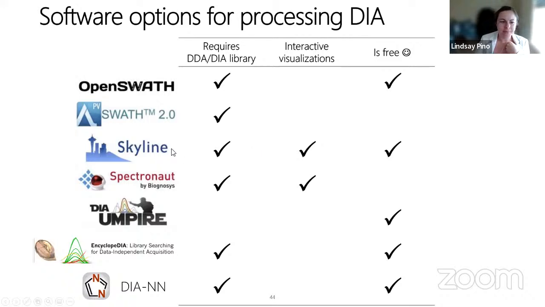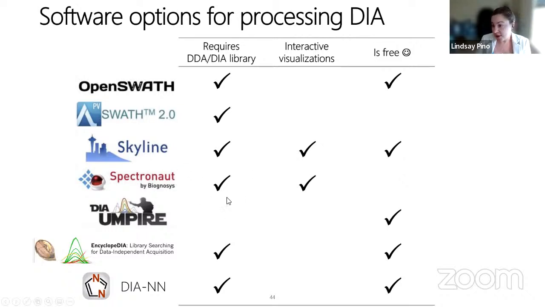Skyline, which you're going to be doing tomorrow and Wednesday, does require you have some sort of library. We're not going to talk about different types of libraries, but it uses a library. You can interact with the data and it is free.